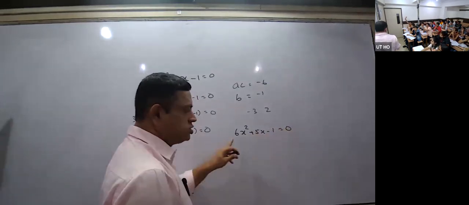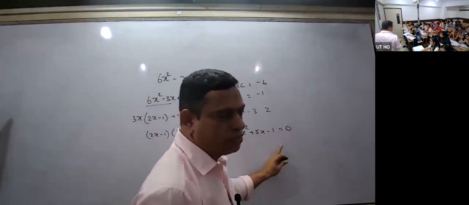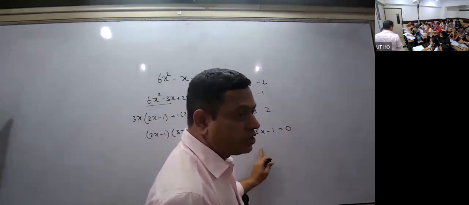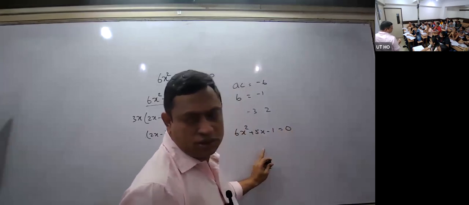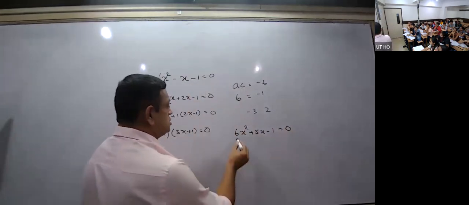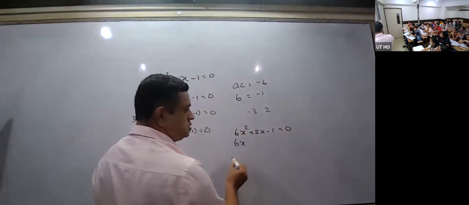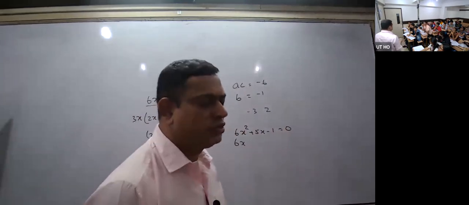Then the product is how much? Minus 6. Sum is equal to 5. So which are the numbers? 6 and minus 1. So it is coming. Yes, tell. Which are the two numbers?